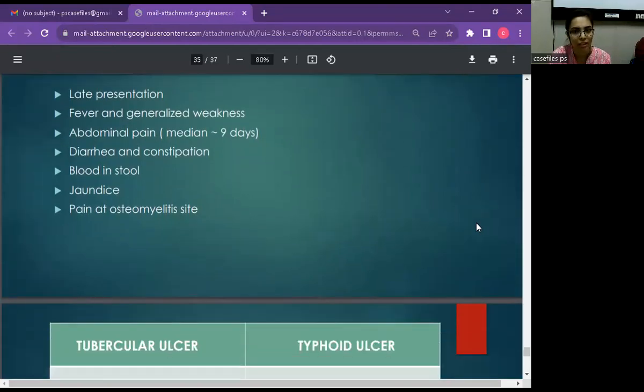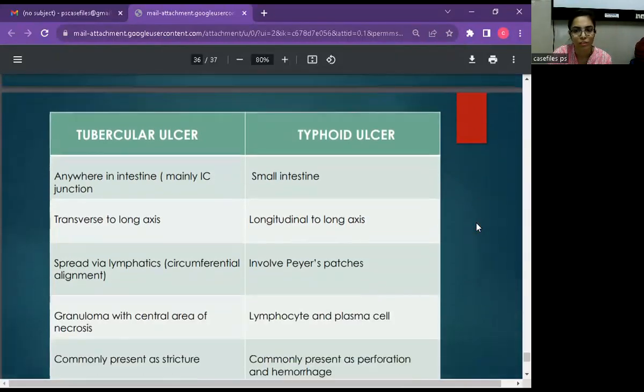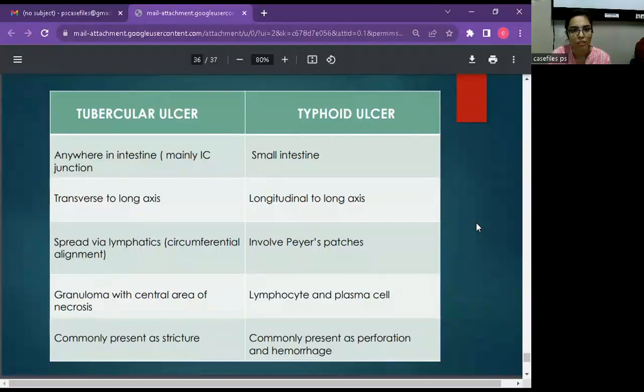In both tuberculosis and typhoid, the surgical problem is most commonly because of ulcers. So there are some differentiating features of tubercular and typhoid ulcers. Tubercular ulcers can be anywhere in the intestine, most commonly at the ileocecal junction, whereas typhoid ulcers are in the small intestine. Tubercular ulcers are transverse to the long axis. However, typhoid ulcers are longitudinal to the long axis, as they spread through Peyer's patches, which are aligned longitudinally.